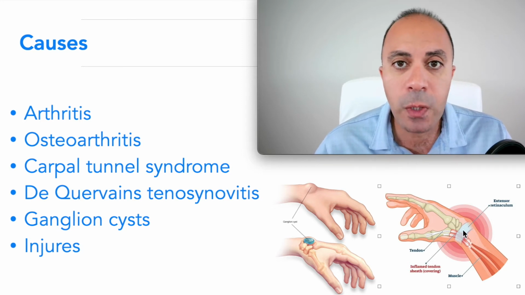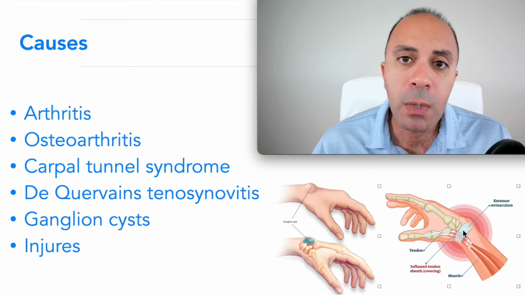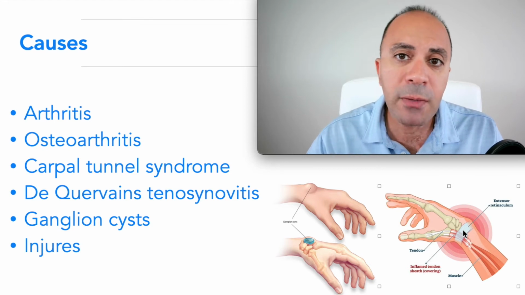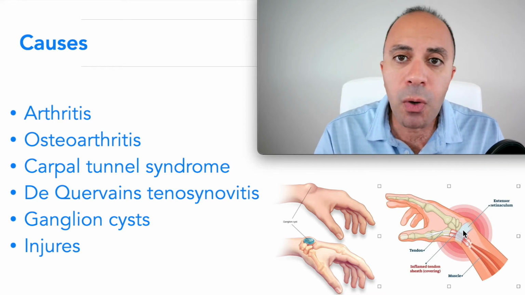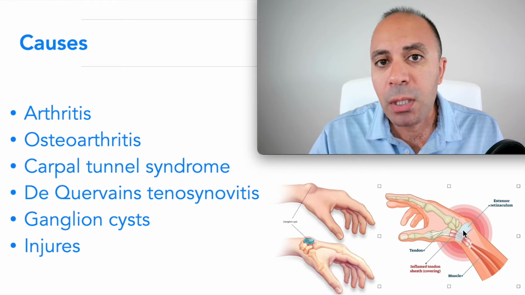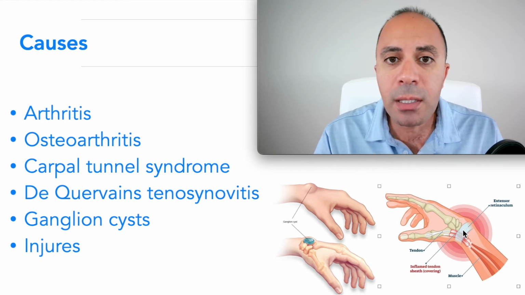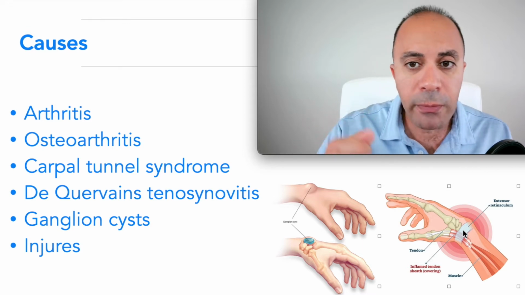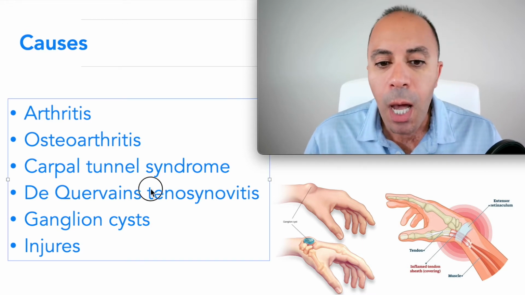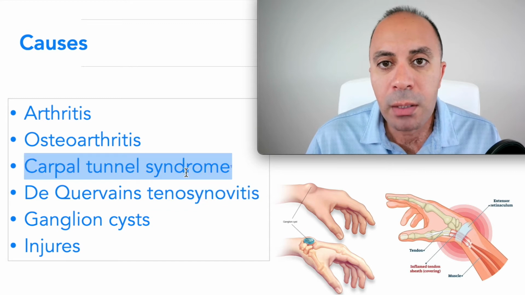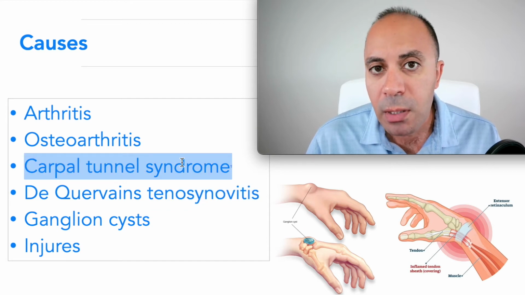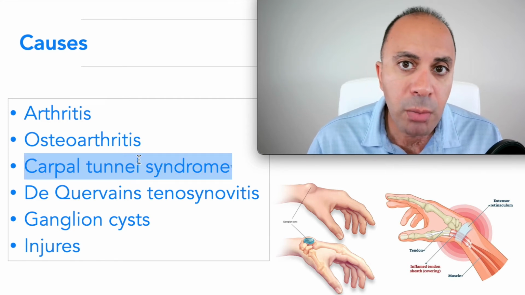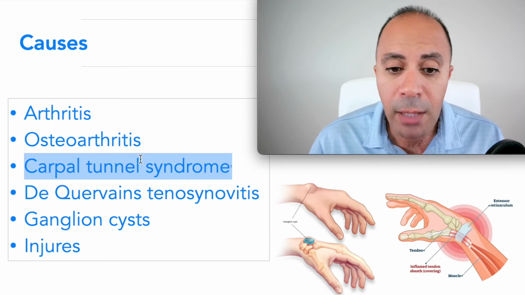The other common cause is osteoarthritis, which is actually wear and tear in the joint, and that happens from a lot of repetitive movement like typing, or occupations like using a hammer, or any other occupation or sports that require a lot of wrist movement. Also, carpal tunnel syndrome is another risk factor, and I have a video on carpal tunnel on my YouTube channel.